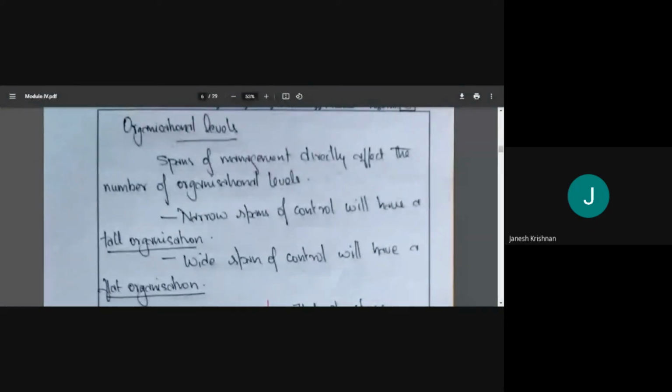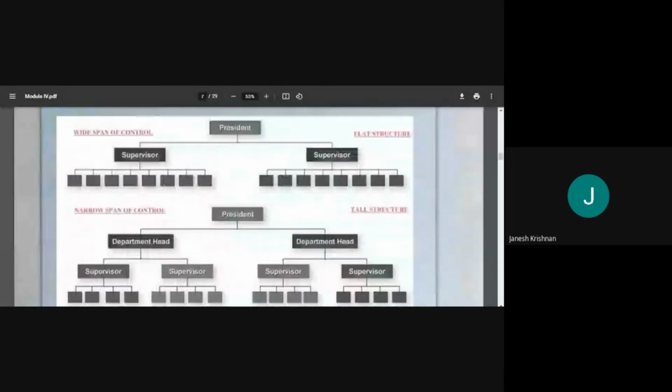Right? So as you can see here, in wide span of control we have president, supervisor, and workers. Only 3 levels are there. But here, in narrow span of control we have president, department head, supervisor, and then we have workers. As the span becomes narrower, the levels increase.